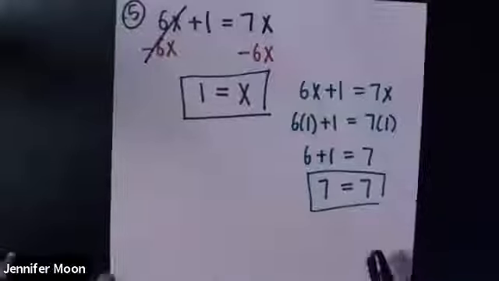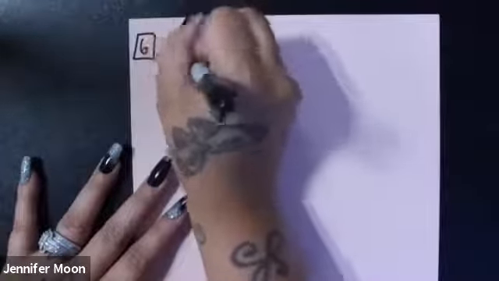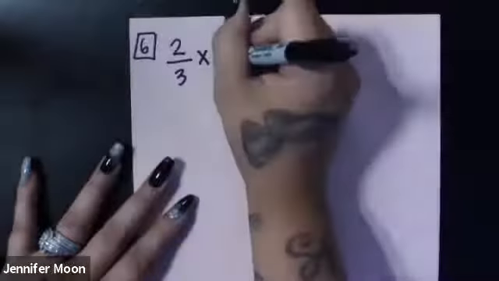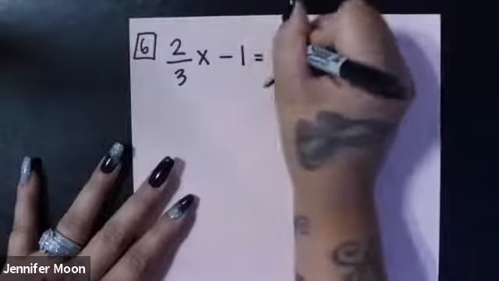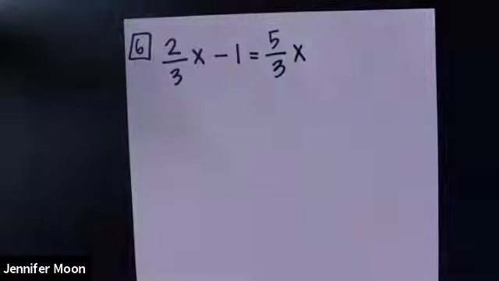Okay, so of course, now they have a fraction problem, similar to that, that's attached to an x. Okay, say we have 2 over 3x minus 1 equals 5 over 3x. Okay, kind of the same train of thought.